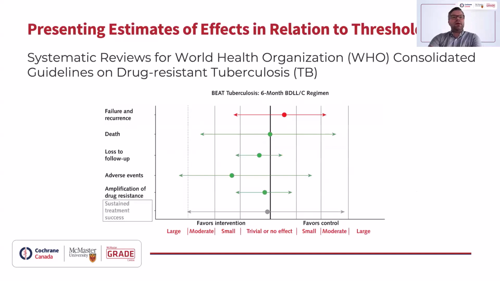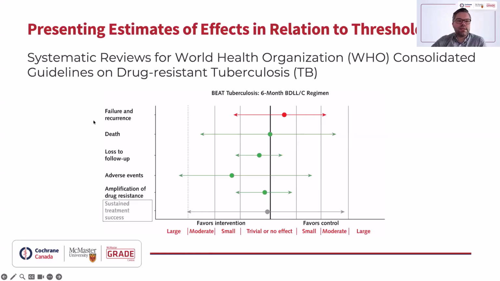Here, a couple of examples would be presenting our estimates of the effects in a figure where we consider the estimates of the effects and the 95% confidence intervals for each of the outcomes on a figure similar to a forest plot, but the x-axis here has our ranges of effects. So trivial or no effect, small, moderate, large benefit here. Here favoring the intervention, and here favoring the control with harms for the intervention of interest.